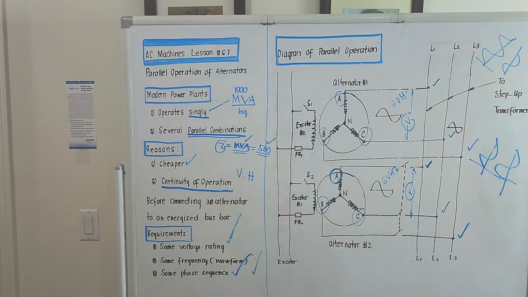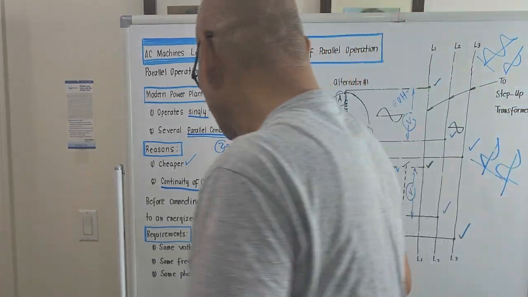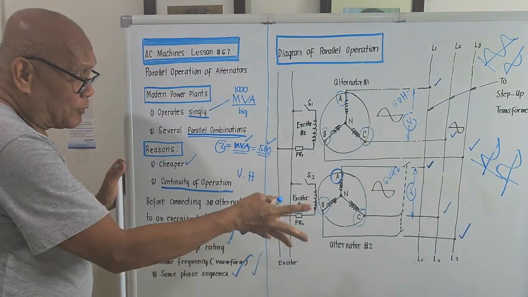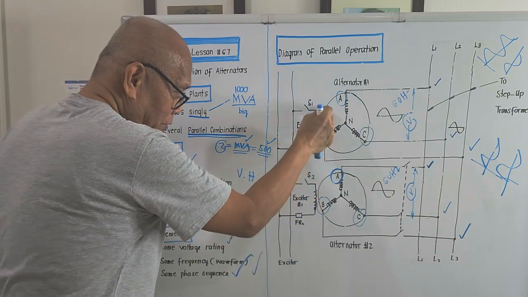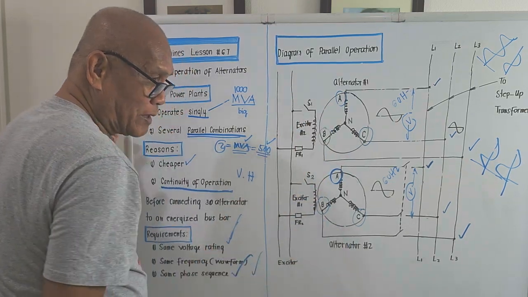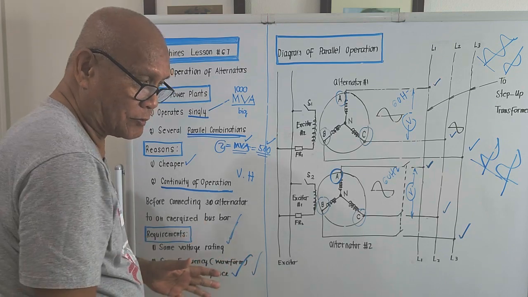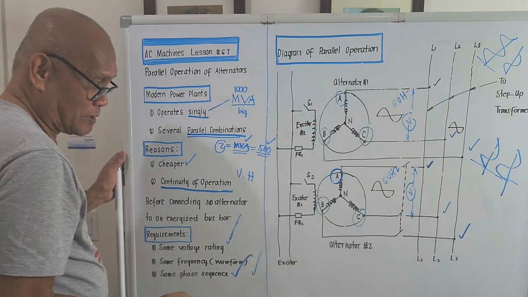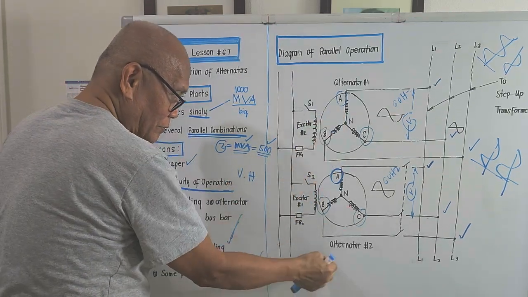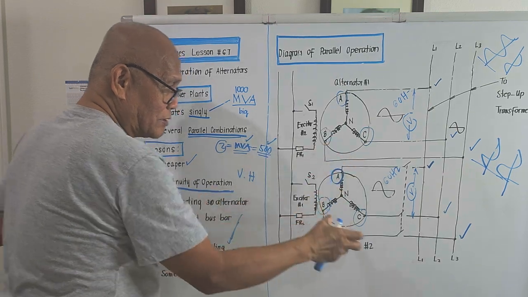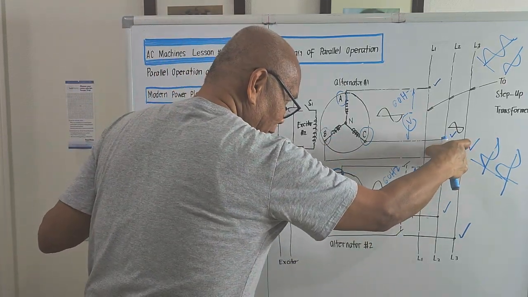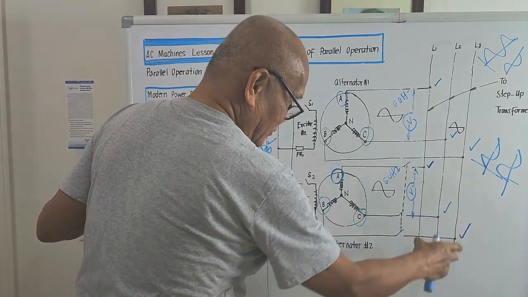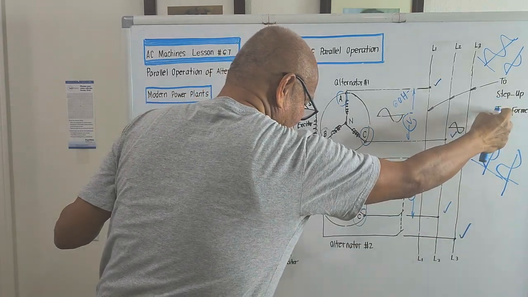I think, guys, that's it. Those are just the requirements for us to operate two alternators. For this diagram, we are just considering two alternators. In actual, we could operate three or four alternators, but for simplicity of explanation, we just place here alternator number 1 and number 2. Alternator number 1 is now supplying this transmission line, and we should connect alternator number 2 to this transmission line going to the step-up transformer.